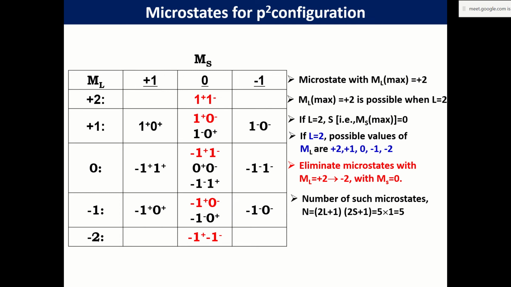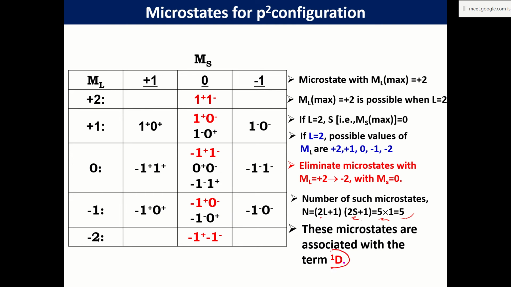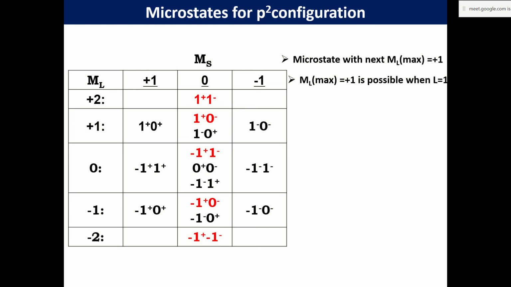The number of such microstates is 5 into 1. S is equal to 0, and the 5 microstates indicated by red belong to L equal to 2, so capital L is equal to 2, which is D, and because they are singlet, 1D. So that's the possibility. Next, you take the next highest ml value.